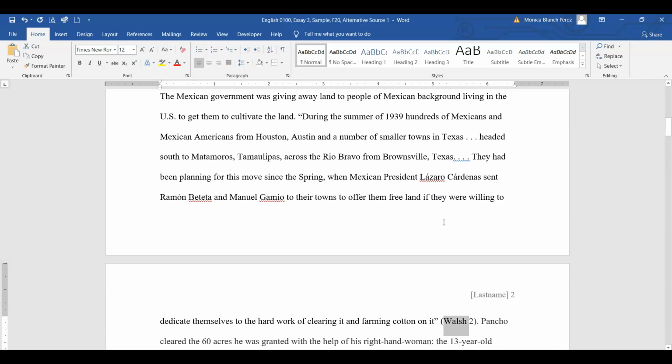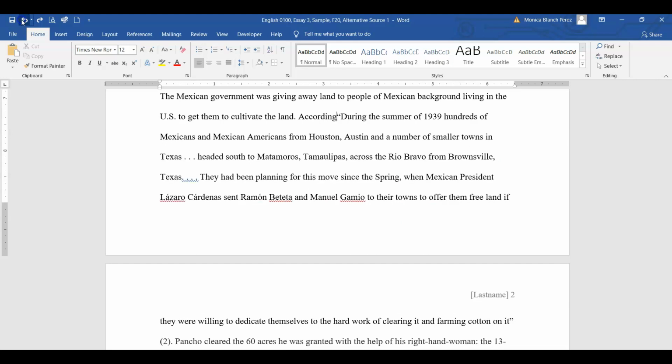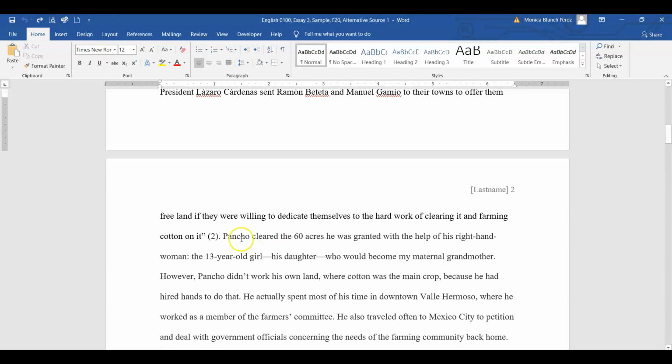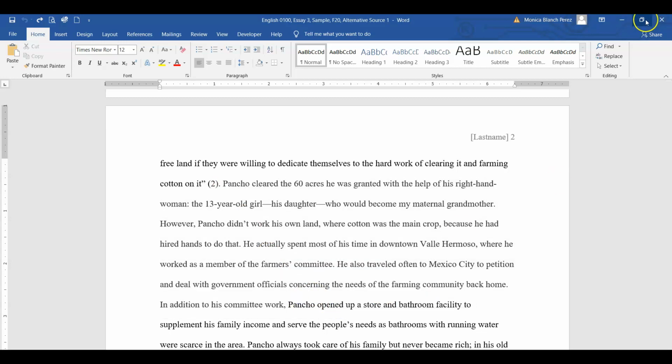But that's not the way I had it, right? The way I had it was this other way. I'm doing Control Z on my keyboard, this back arrow for undoing. I had it like that, right? According to Walsh, blah, blah, blah, and just the page number in parentheses. Okay, and then the rest of the paragraph continued. All right, now let me show you another version of my essay where I used a different article, okay?